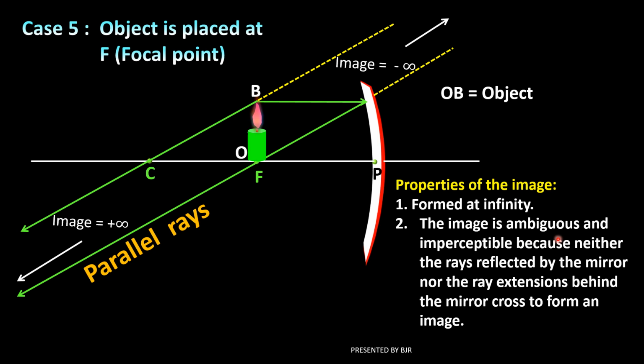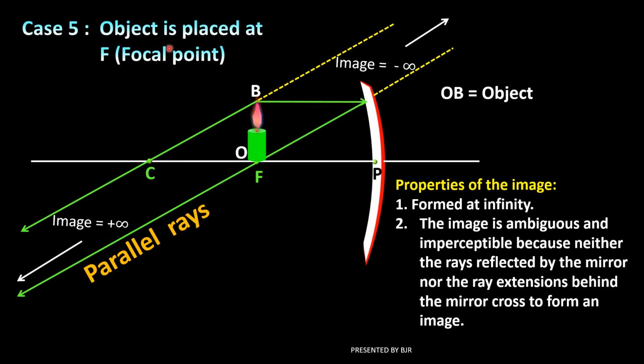Ambiguous means unclear. We do not know whether it forms or not. Why? Because we cannot obtain that image on the screen. So the image is ambiguous and imperceptible because neither the rays reflected by the mirror, nor the ray extensions, these are the two ray extensions behind the mirror, cross to form an image. So this is case 5.